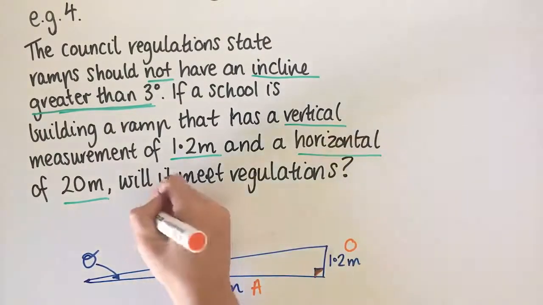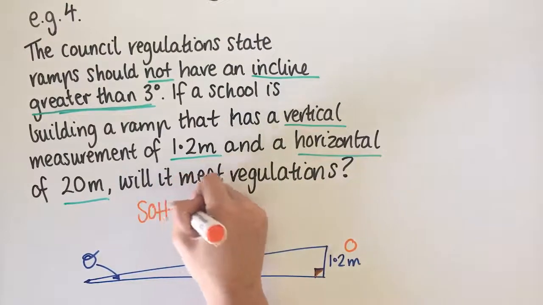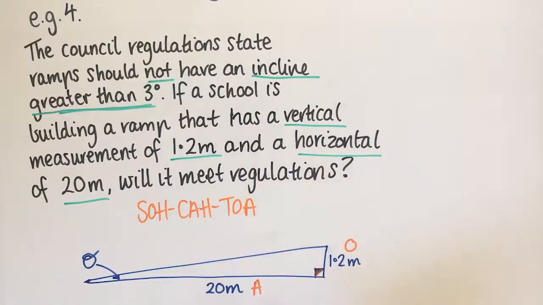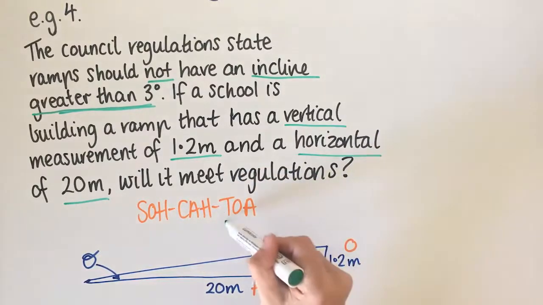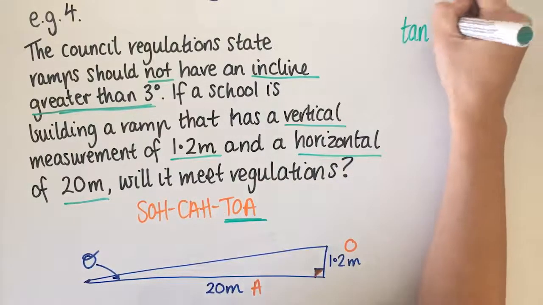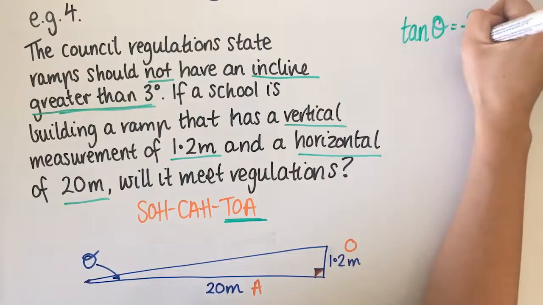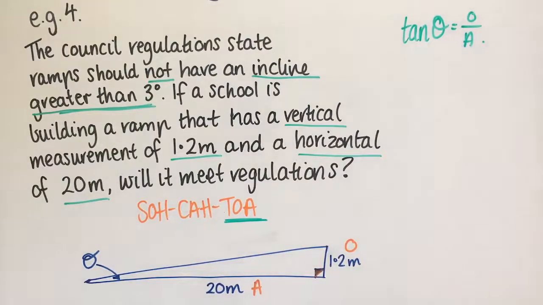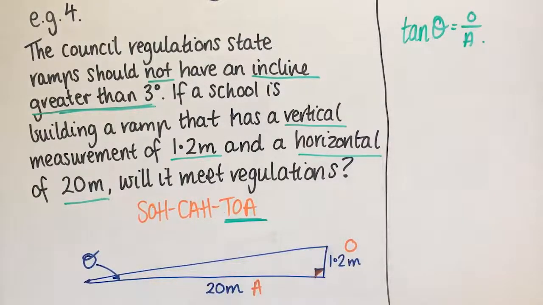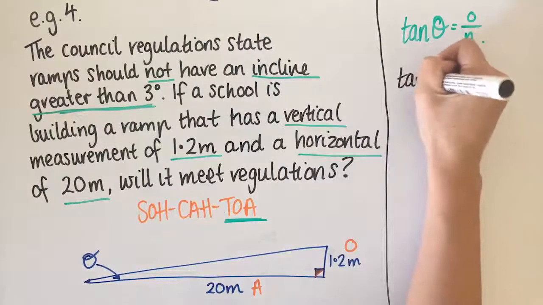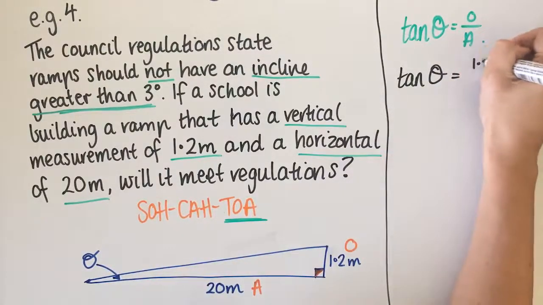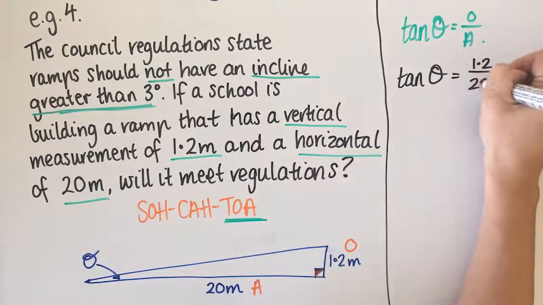I need to think about SOH CAH TOA. I've got an O and an A, which means I'm going to use TOA. Okay, I'm going to do this up here. So I've got tan of an angle is opposite over adjacent. I need to substitute my values. So tan of an angle, I don't know what this angle is. O is going to become 1.2 and A is going to become 20.